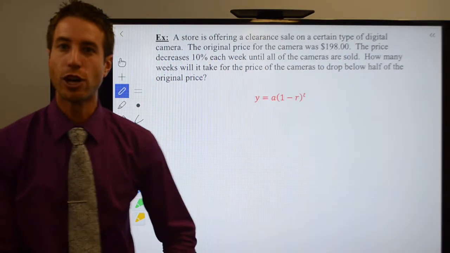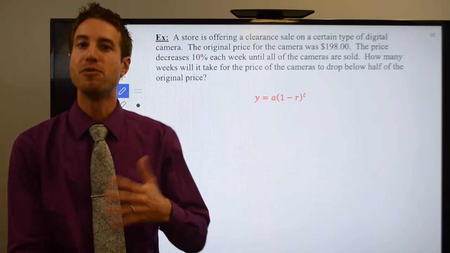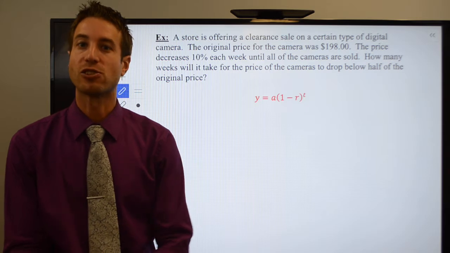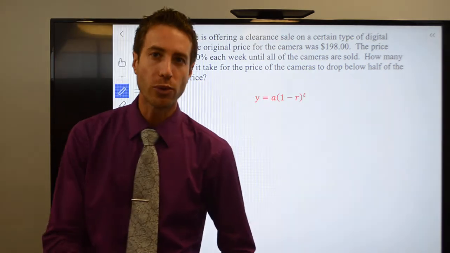All right, guys, welcome to this page of the notes, and let's go ahead and use the knowledge we now have about exponential and logarithmic functions to help us solve a sale problem. Here's what we've got in this problem.